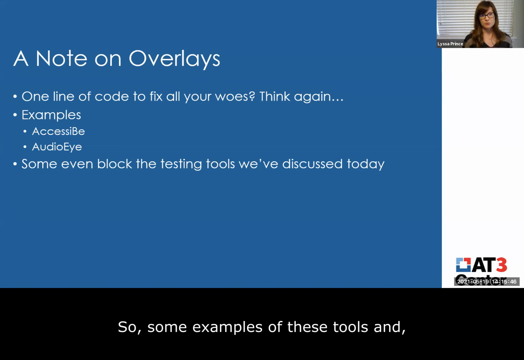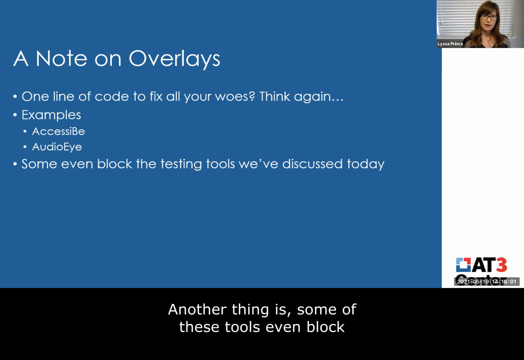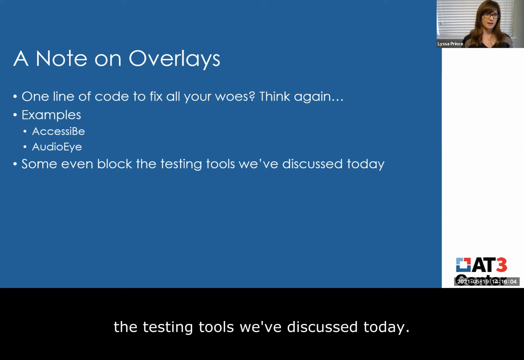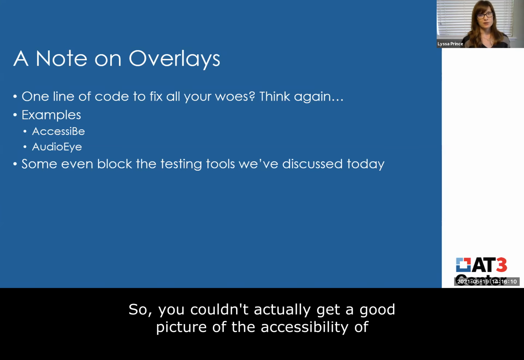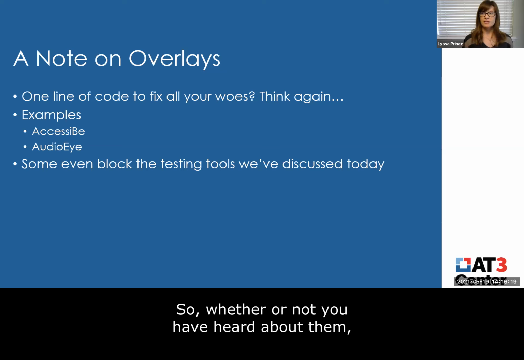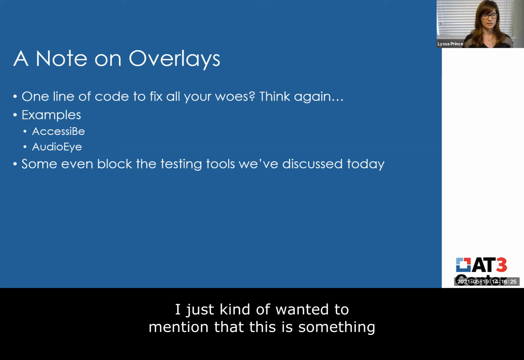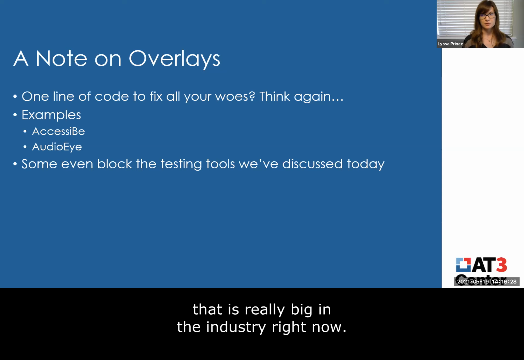So some examples of these tools, and the big one that's in the news lately is Accessibe, but AudioEye is another one, and there are some other tools out there as well, but those are the two I'm most familiar with and that I've actually seen in the wild a couple of times. Another thing is, some of these tools even block the testing tools we've discussed today. I think WAVE in particular was one that these tools were starting to block. So you couldn't actually get a good picture of the accessibility of your site because the overlays were blocking them. So whether or not you have heard about them or are thinking about using one, I just wanted to mention that this is something that is really big in the industry right now.